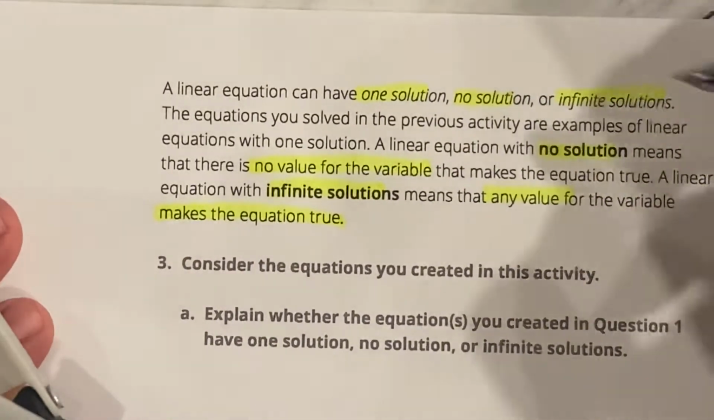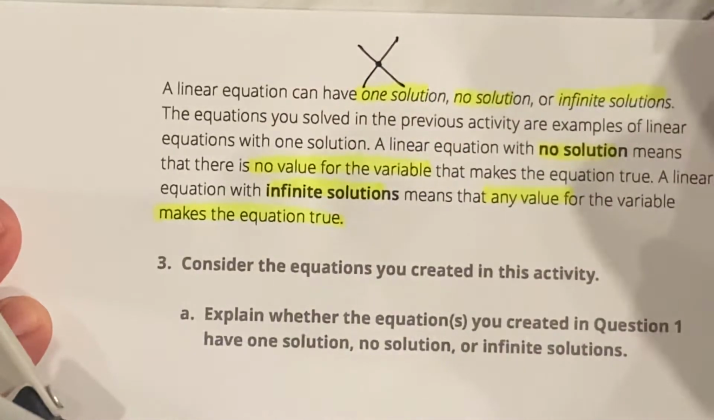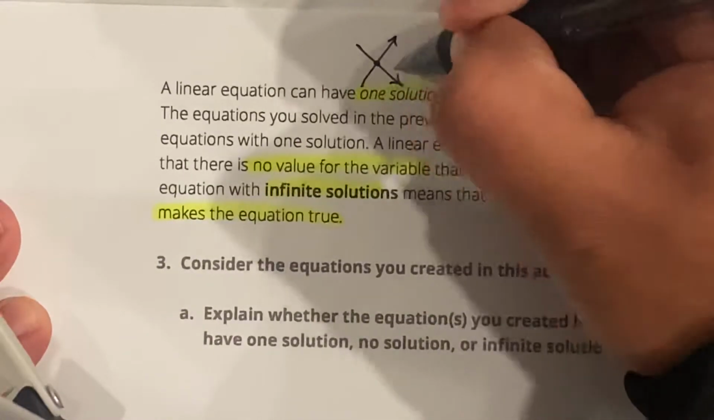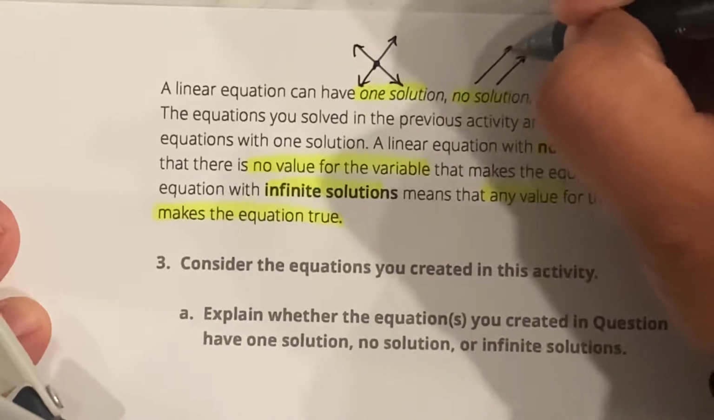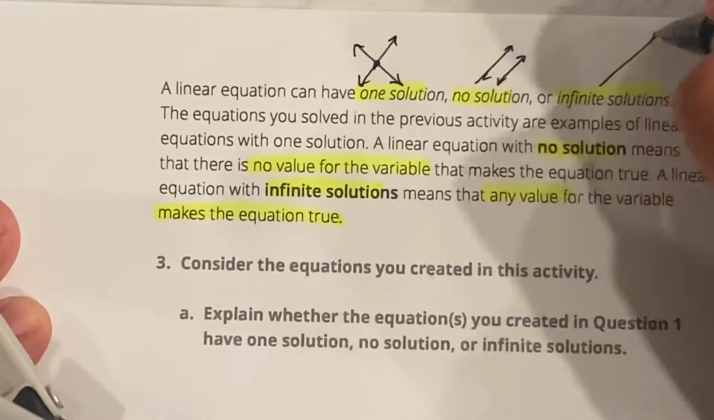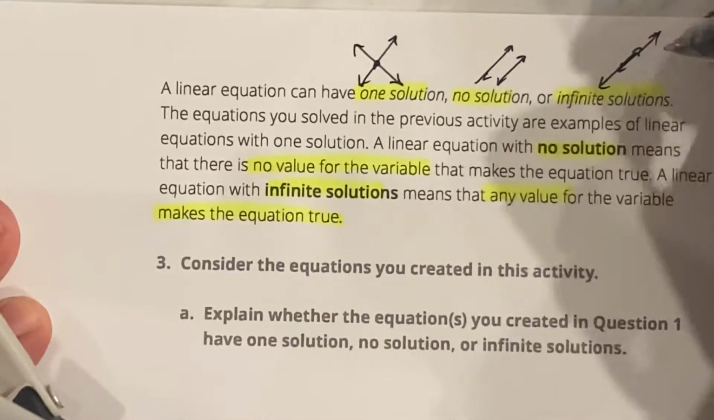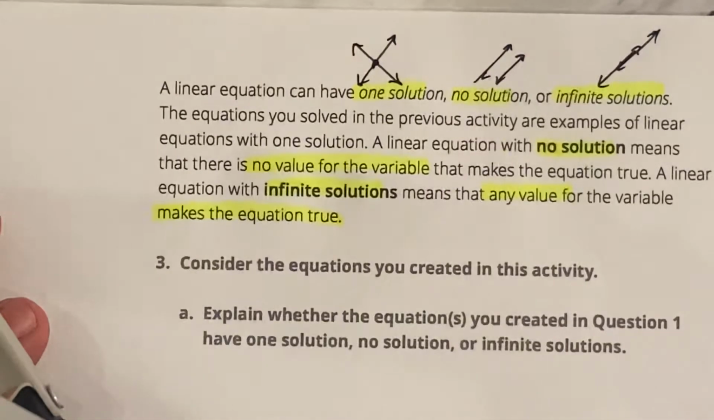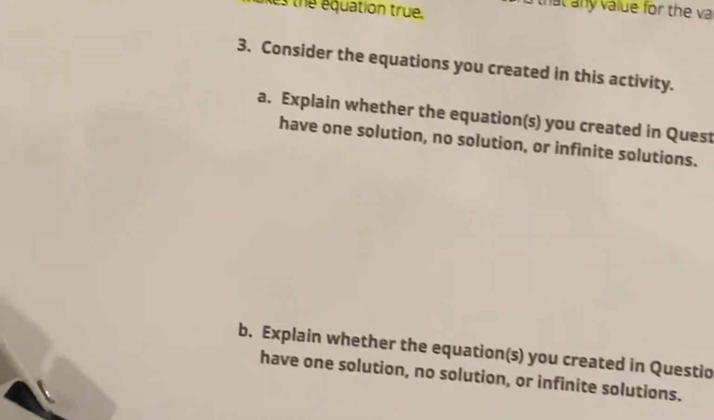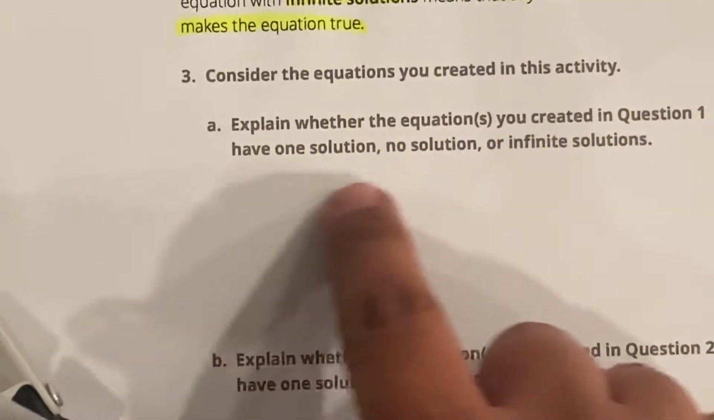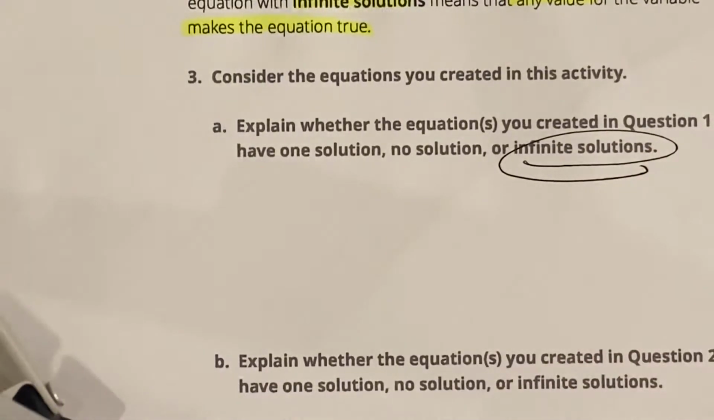I'm going to draw little pictures on top of each one of these things. One solution is an intersection. Draw some arrows to make it look nice. No solution is parallel lines. And infinitely many solutions is two lines right on top of each other, sharing every single point in that line. Okay? Of course, we already did this in the previous page. We talked about that it is infinitely many solutions.